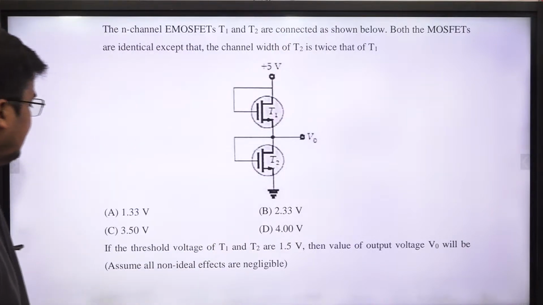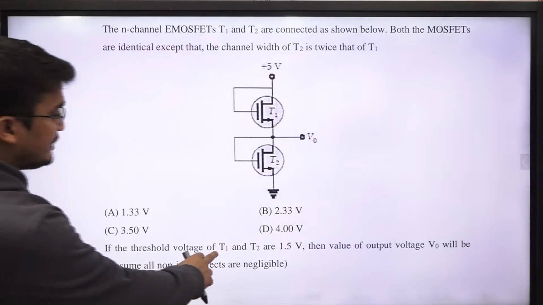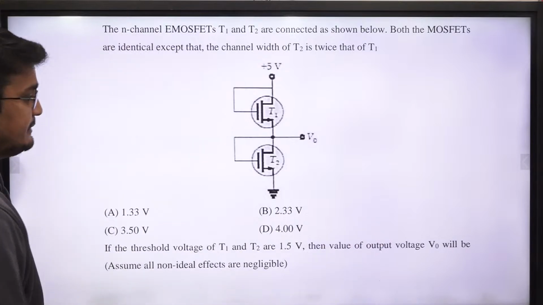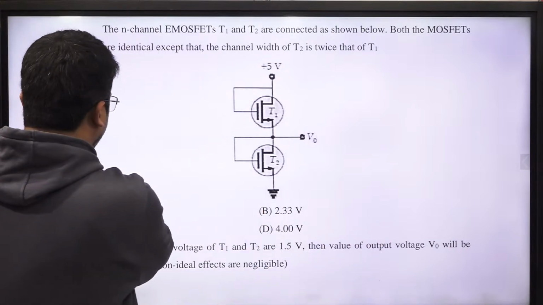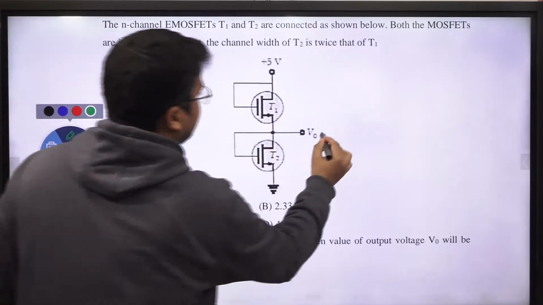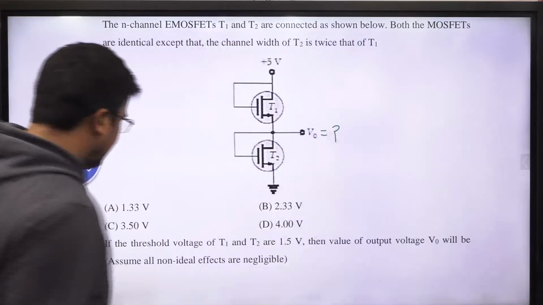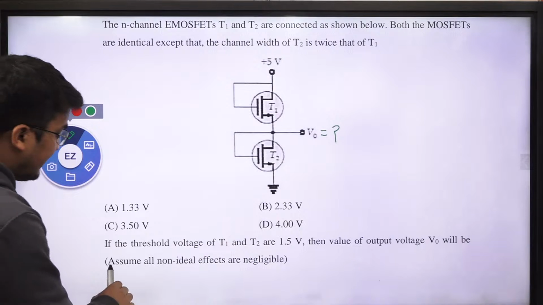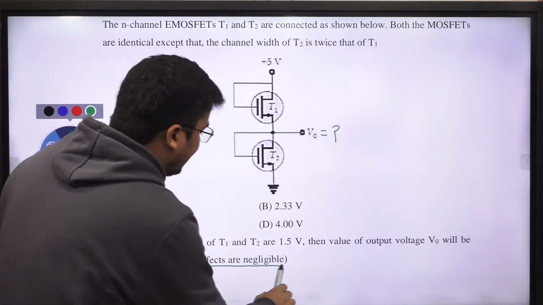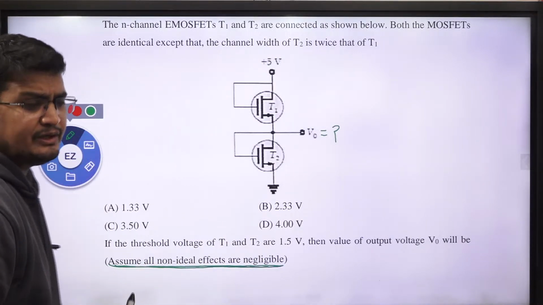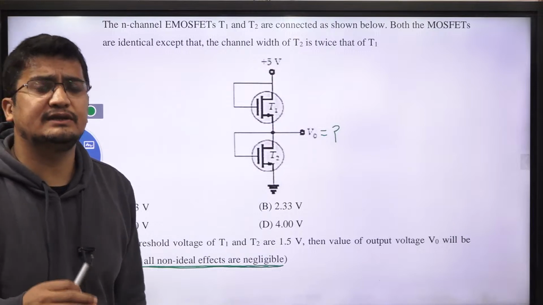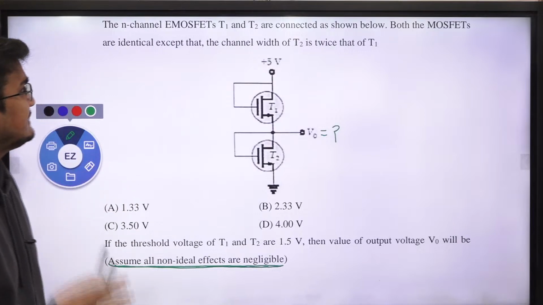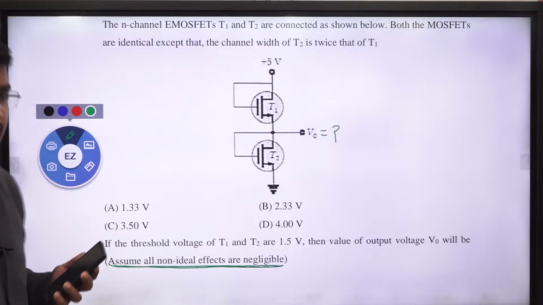So they have asked, if the threshold voltage of T1 and T2 are 1.5, then you need to calculate the value of the output voltage. What will be this value, guys? Fine. So these are the 4 options, A, B, C, D. It's mentioned assume all the non-ideal effects are neglected. Means you don't need to consider sub-threshold, early effect, channel length modulation, nothing else here, right? Okay. So guys, tell me what will be the answer. Do it fast, please.